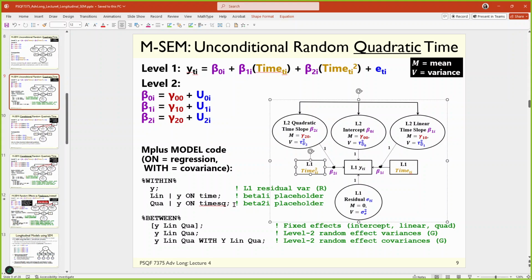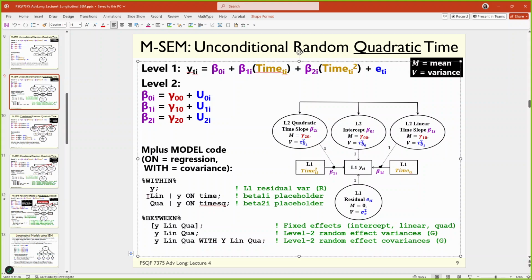And this way of specifying it allows you to then have random slopes and cross-level interactions. If you don't want those, there's another way of specifying it that we left off with last time in terms of the example, where the fixed slope shows up in the level 1 model instead.